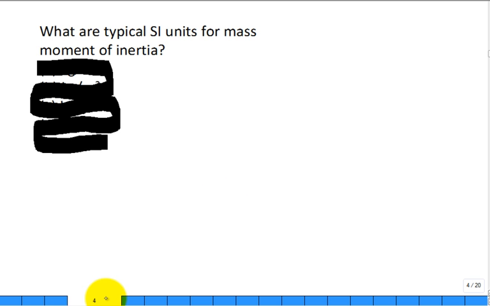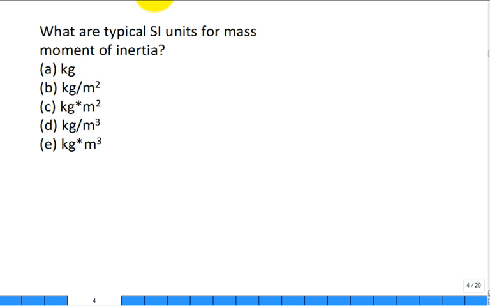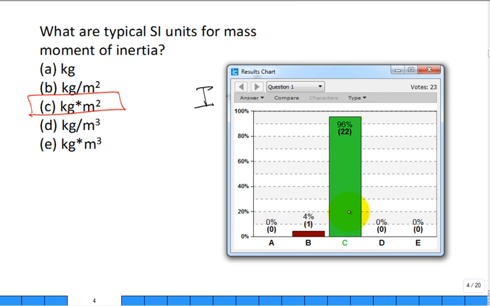All right, what are the typical SI units for the mass moment of inertia? First clicker question. So the equation was the integral, I, that's our symbol for the mass moment of inertia, is equal to some distance squared, you could put r squared dm. So what you're going to pick up is a meter squared from the distance squared, and dm, that's a little chunk of mass, a kilogram, times meter squared. Isn't it C? So there it is, C.